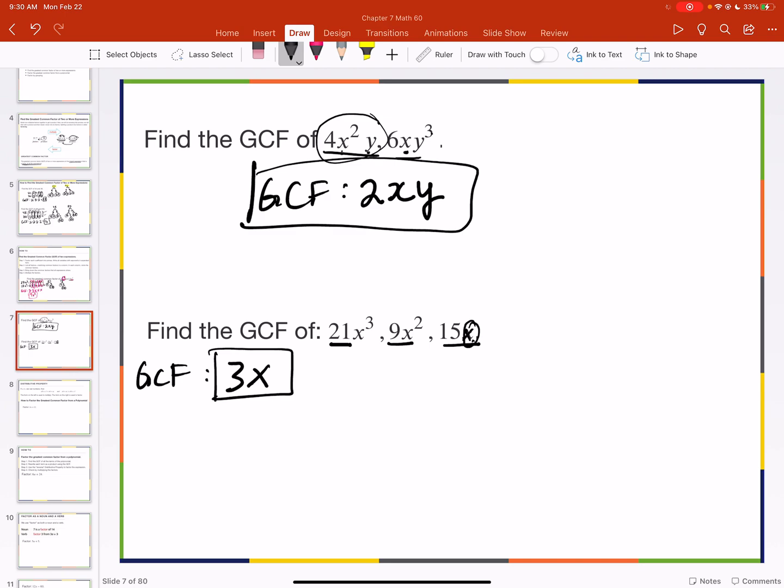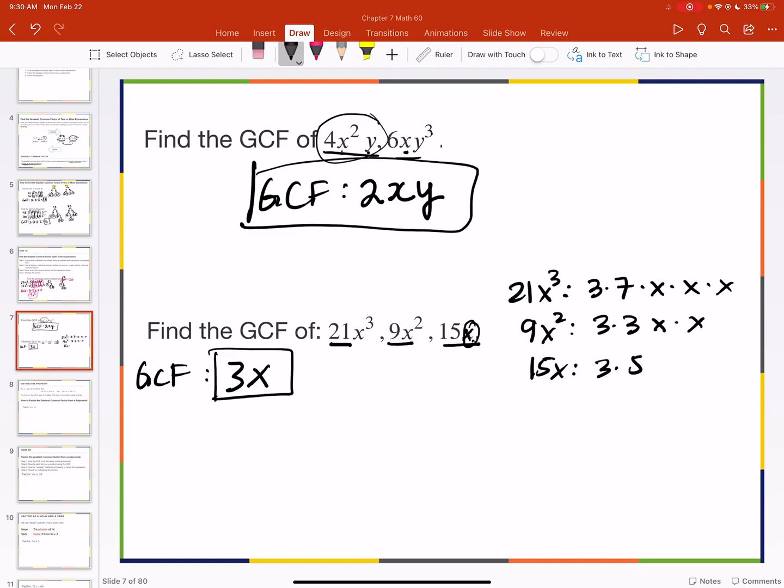Okay. And you can do the whole thing where you break it apart. If you want, I'll do it for you this time. But you'll see it's better to start training yourself to think of it like this, the shortcut way, because you're going to be factoring a lot. So let's say here, this was 3 times 7, x times x times x. 9x squared is 3 times 3, x times x. 15x is 3 times 5 times x. So the common ones, they all share a 3, and they all share an x, and that is it.